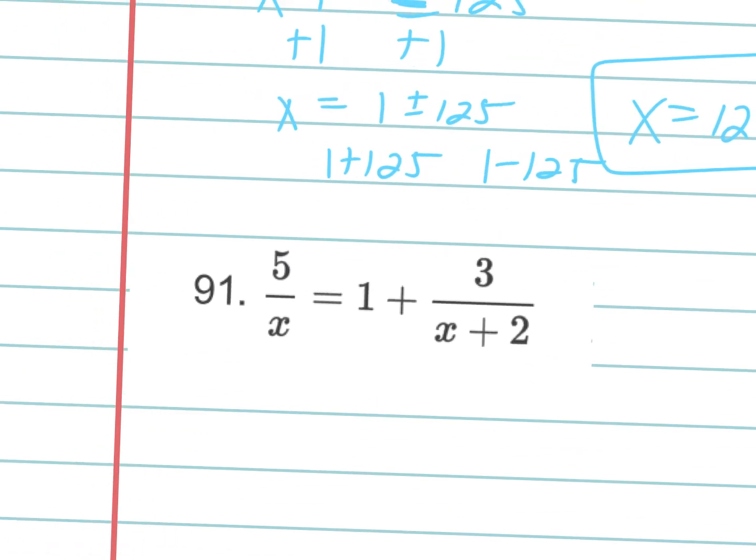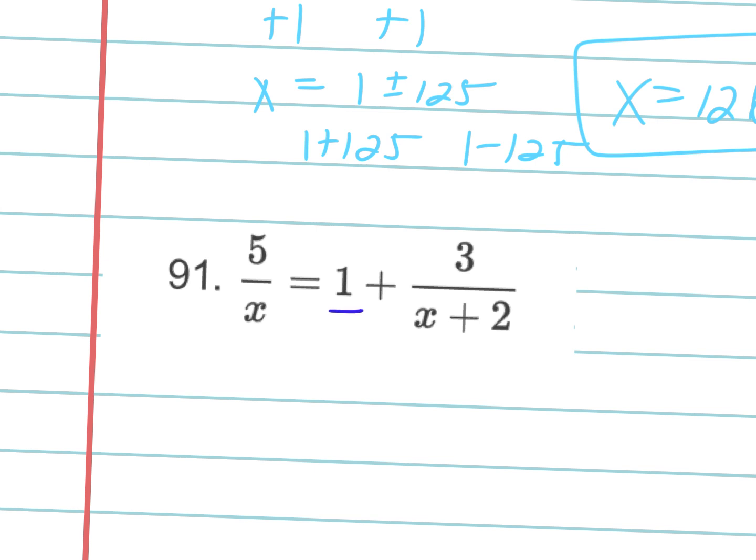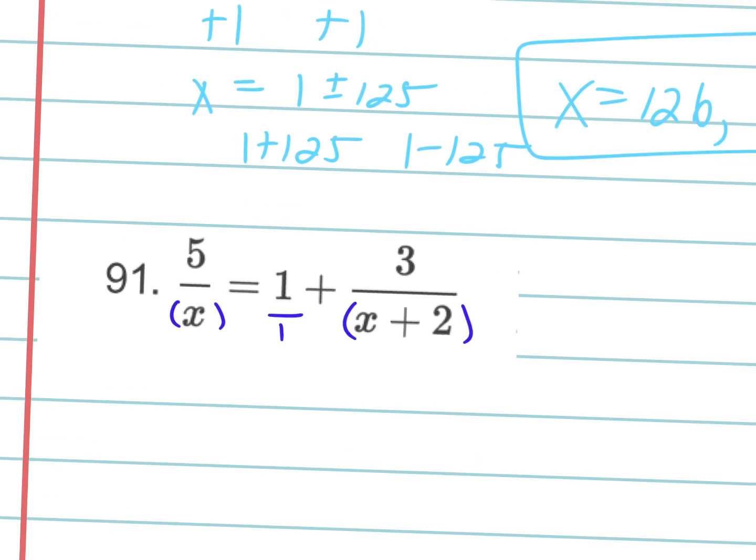All right, I come to 91, and I realize this is a rational. Rational is just a grown-up way to say fraction. So what do we have to do? We have to find a common denominator. So I look at my denominators. There's nothing to factor. There's nothing to break down. So I look and I say my common denominator is going to be x times x plus 2.